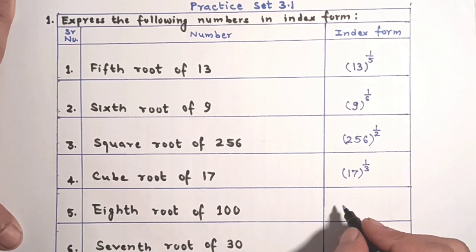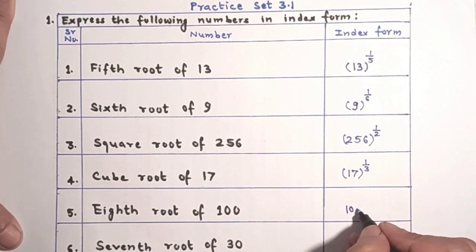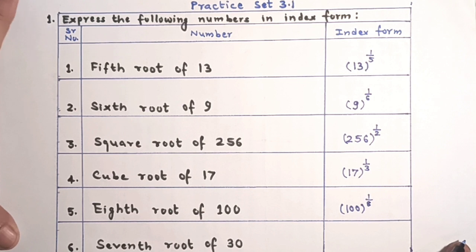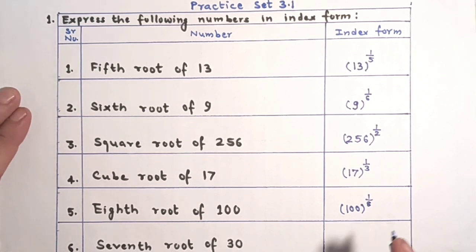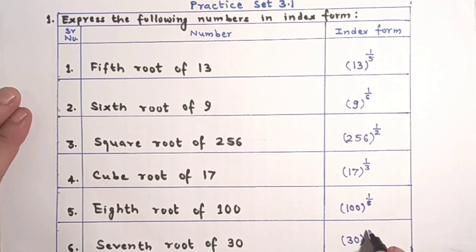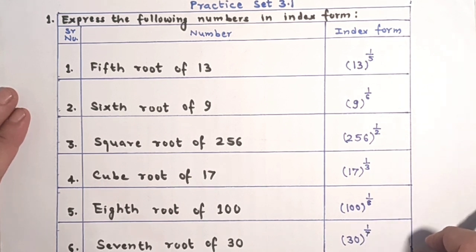Then 8th root of 100. So it is 100 and then 8th root, so 1 upon 8. Next, 6th question. 7th root of 30. So your base is 30. Write down 30. Put bracket and then 7th root, so 1 upon 7. This way you learned how to express a number when the index is a rational number in the form of 1 upon n.